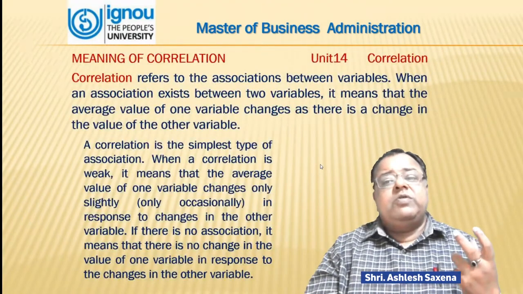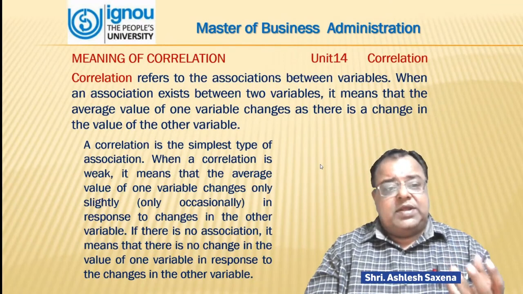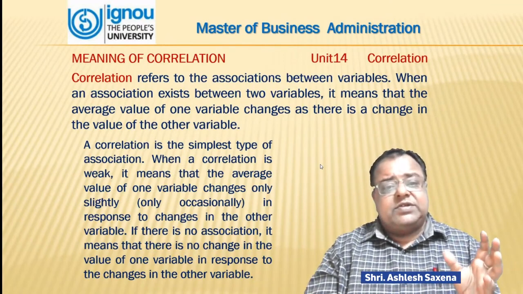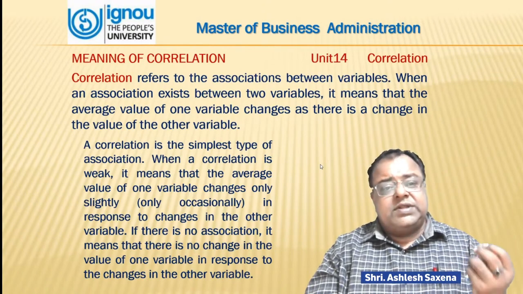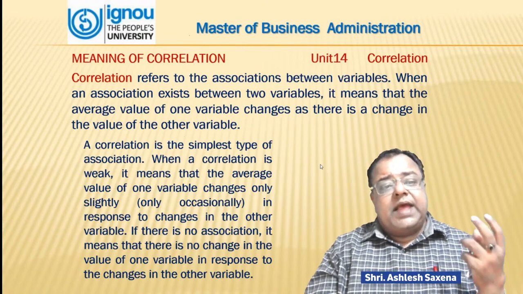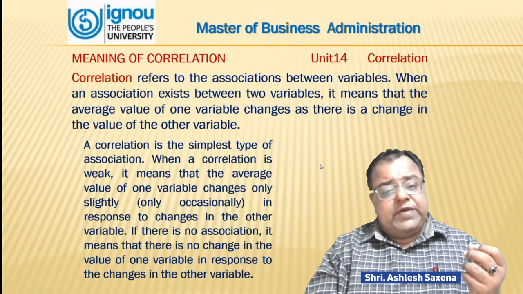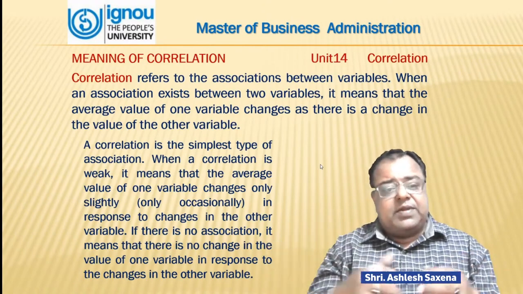Now, we move on to unit 14, that is correlation. What is meant by correlation? Correlation refers to the association between variables. When an association exists between 2 variables, it means that the average value of one variable changes as there is a change in the value of the other variable.